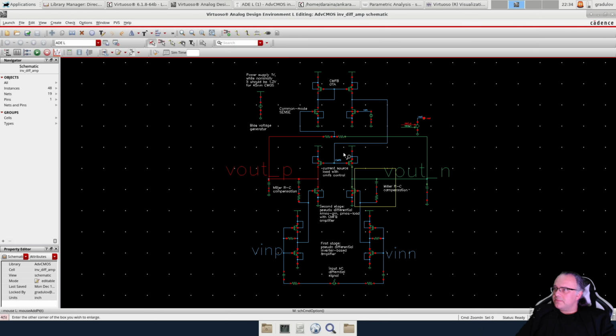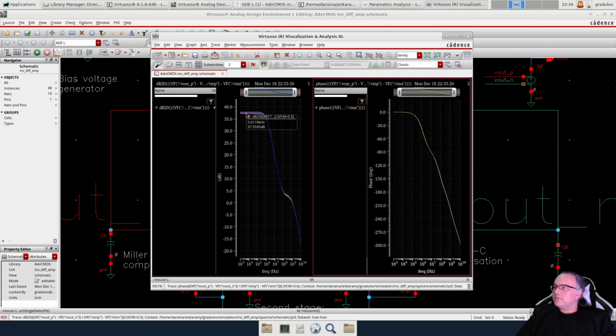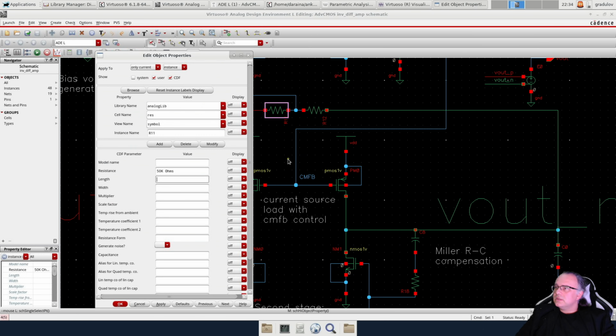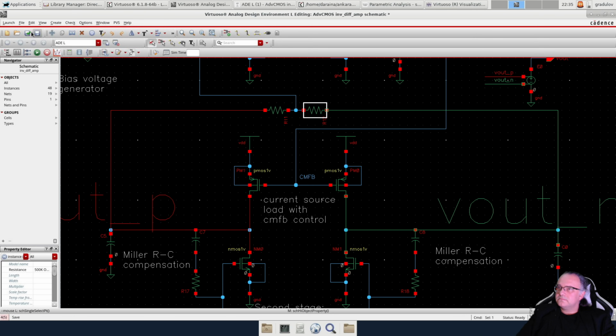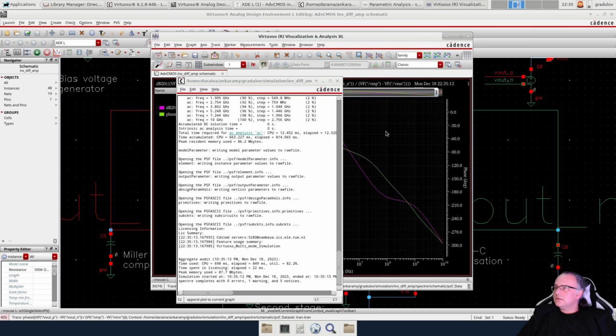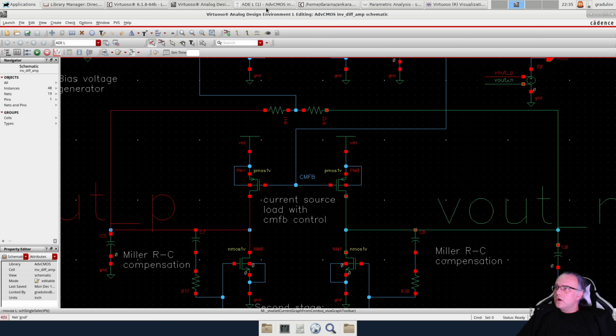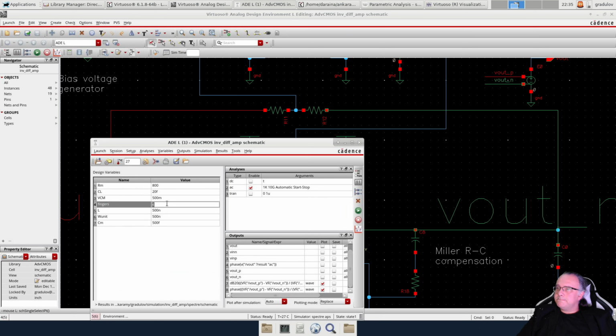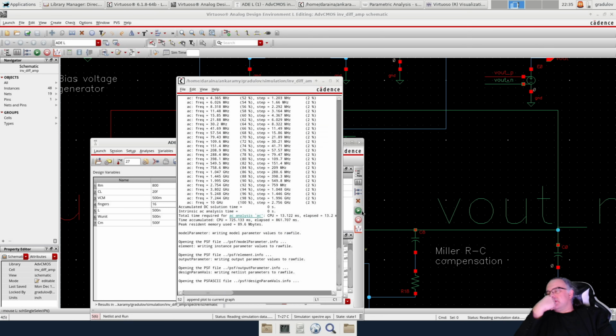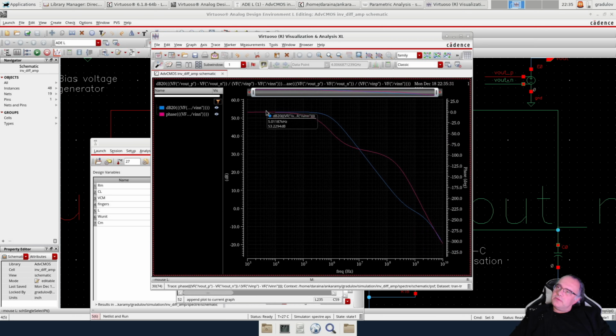So the solution is, for example, here we had about 36. You can either increase these resistors very much, so let's see, increasing 10 times. Just one simulation. Yeah, so you raise it, or you increase W. But of course this will increase the power consumption. So you see now it's 53.